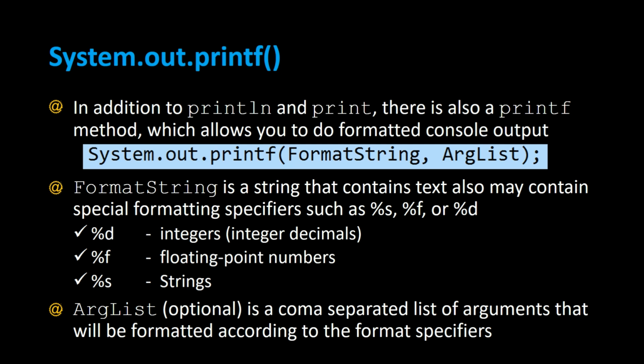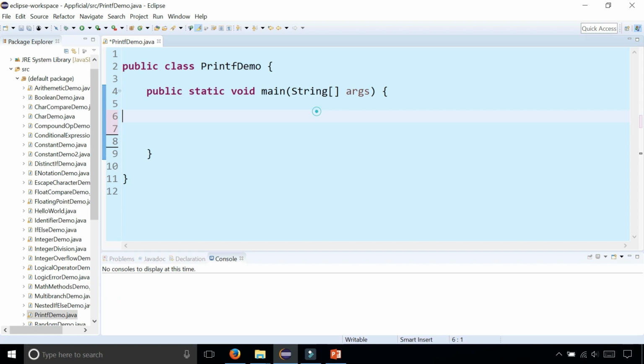And the ArgList is optional, and it's a comma-separated list of arguments that will be formatted according to the format specifiers. So let's check out printf. And I'm going to show you guys how to print out integers, floating point numbers, and strings separately and all in one statement. So let's try out printf by first creating a few variables.